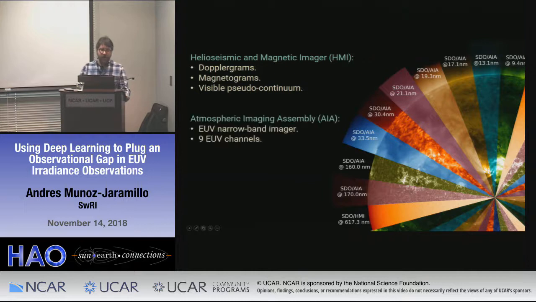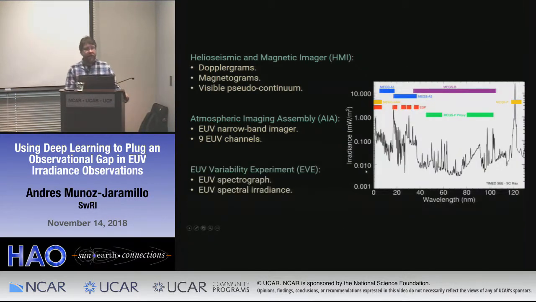This is an imager. And you also have the Atmospheric Imaging Assembly, AIA, which has EUV narrow band imagers, 9 channels, which you can see here, and they are mapping plasma that is at different temperatures and at different heights, okay? And then you have the EUV Variability Experiment, EVE, which is an EUV spectrograph, so it gives you spectral irradiance, so the amount of power that we get per square centimeter, but spectral with high resolution. And you can see, it's integrated, a sun-as-a-star kind of instrument.